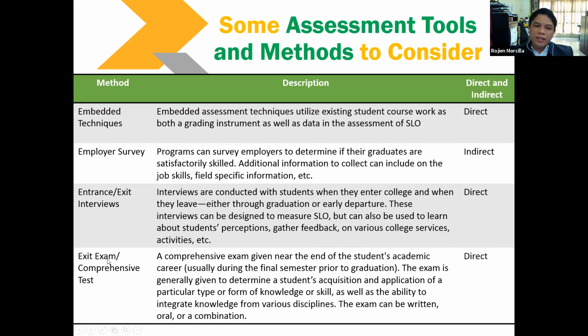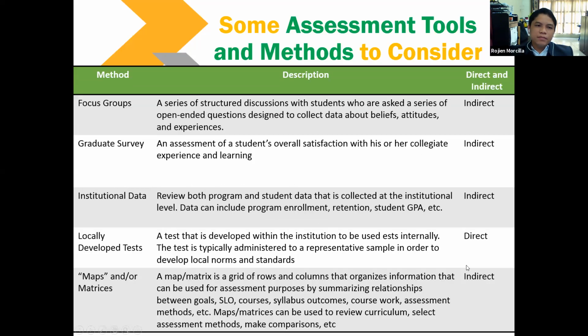An example also are exit exams or comprehensive exams. Those are LCRTs. Other tools can be focus groups, group discussions, the graduate survey, assessment of students' overall satisfaction, institutional data, review of both program and student data that collect institution-level information, local development tests, and maybe maps and traces, grid frost, etc. So these are some of the examples for the program.